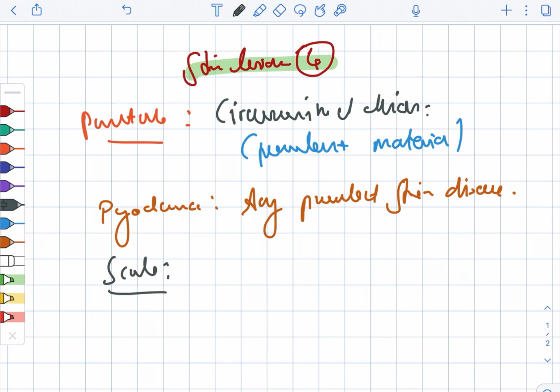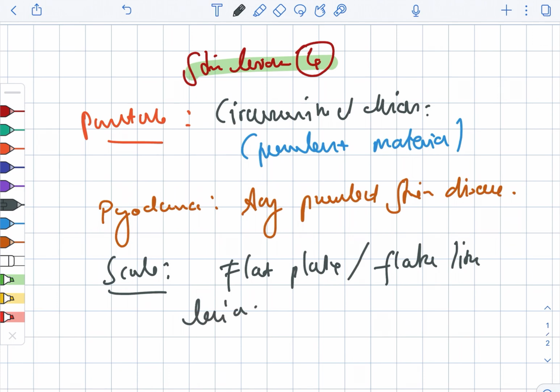Then what we see is the scale. Scale is a flat plate, and it is a flake-like lesion, desquamated from the stratum corneum.